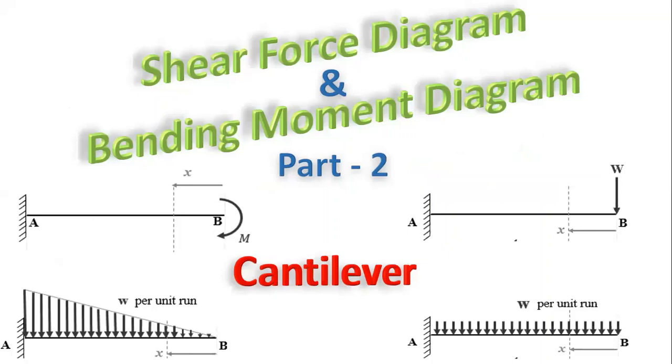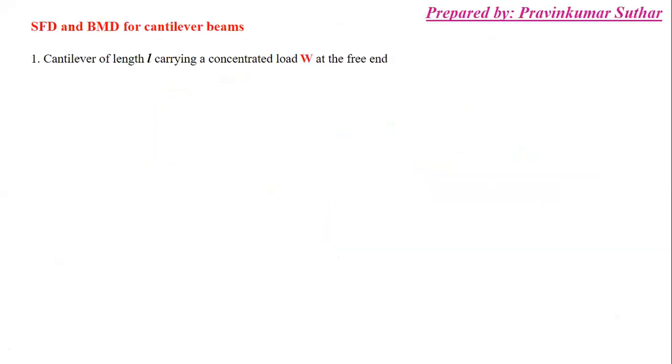Welcome back to part 2. In this, we will cover shear force and bending moment diagram for cantilever beam. So first, we will take a cantilever beam of length L carrying a concentrated load W at the free end. So in simple, this is a cantilever beam AB, length L, and having a concentrated load W at the free end.